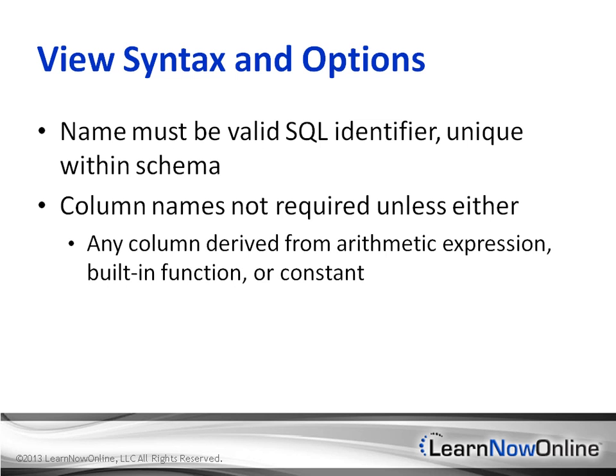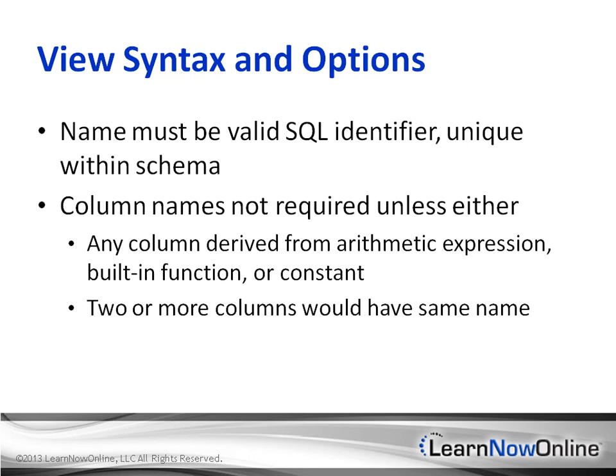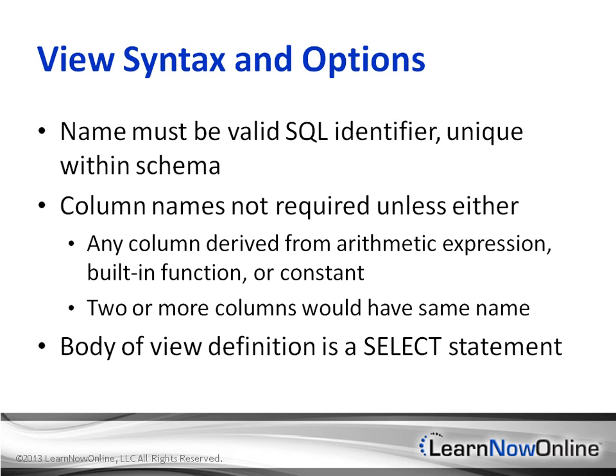If any of the columns in the view is derived from an arithmetic expression, a built-in function, or a constant, then you have to specify the column names. Or if two or more columns would have the same names, which is usually because of a join. You're joining together two tables that have columns with the same name. In that case, you have to specify column names so that SQL Server can distinguish between the two columns. And then the body of the view, which is after the as keyword, is a select statement. Okay, and then you have some additional options.